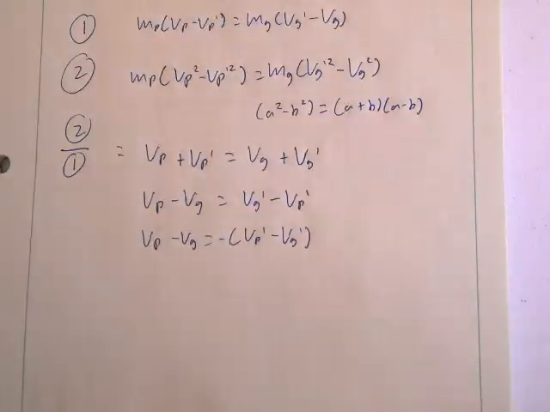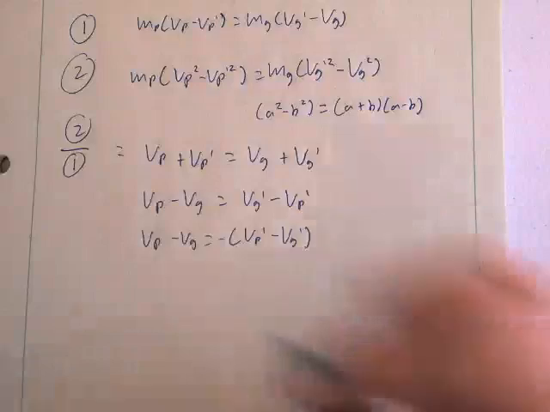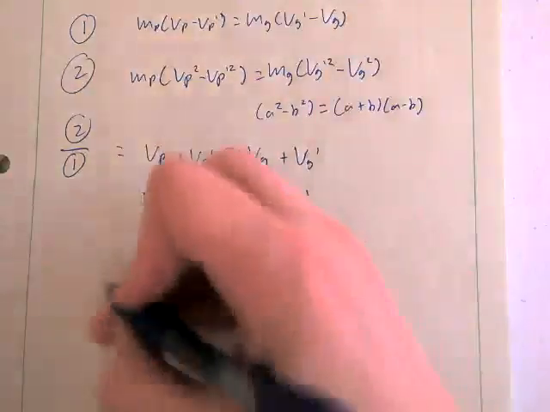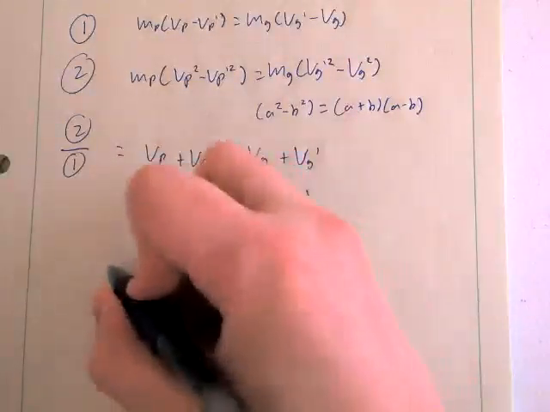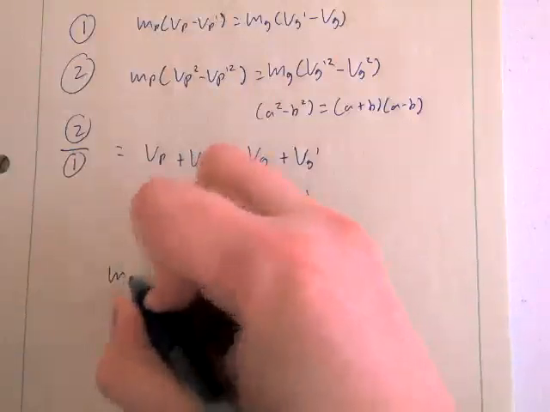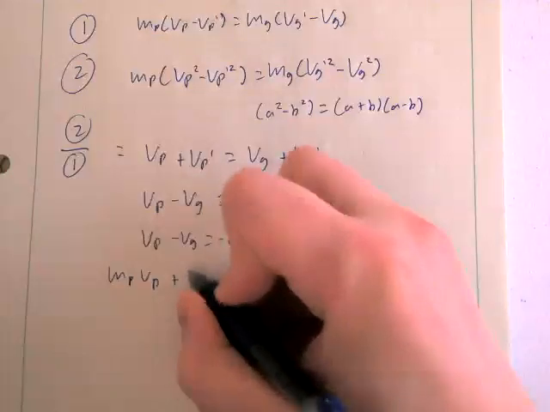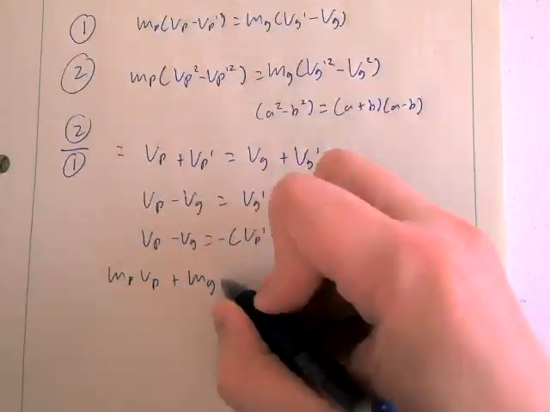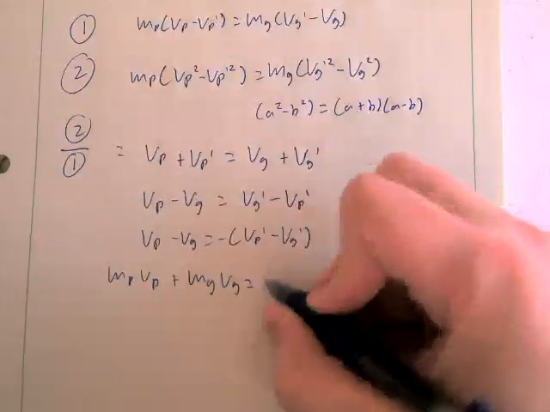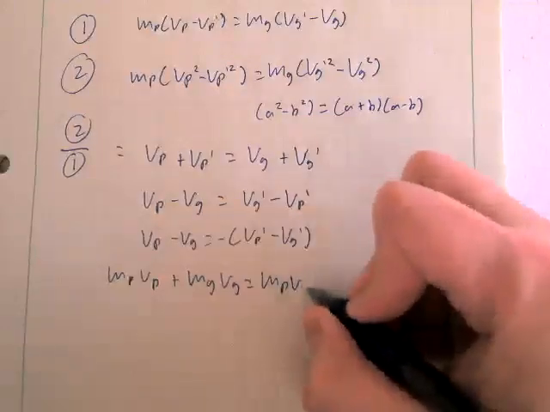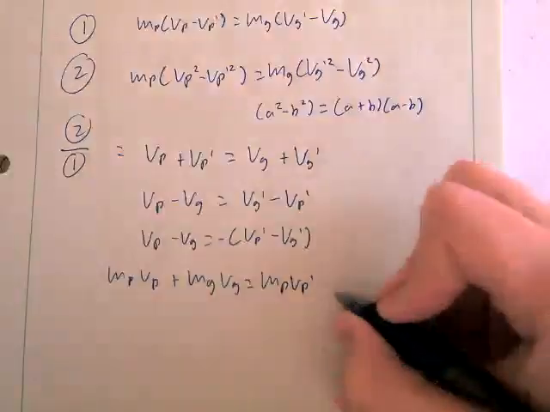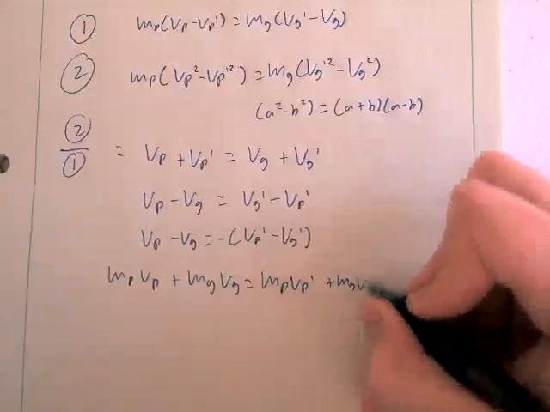So now the two equations that we want to use would be some form of this one right here, and then again our conservation of momentum. So I'm going to rewrite that one as well. So we'd have mp vp plus mg vg equals mp vp prime plus mg vg prime.